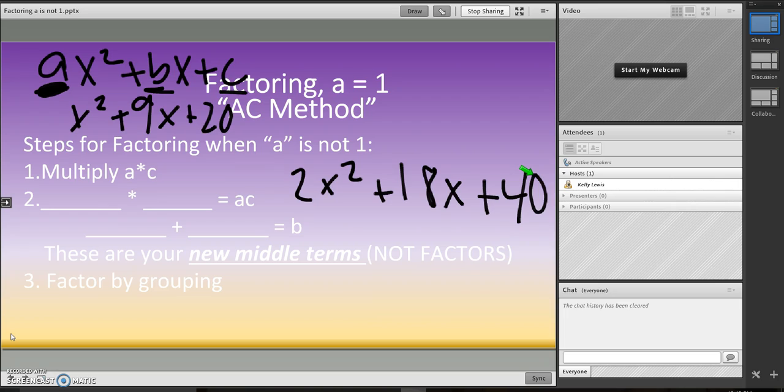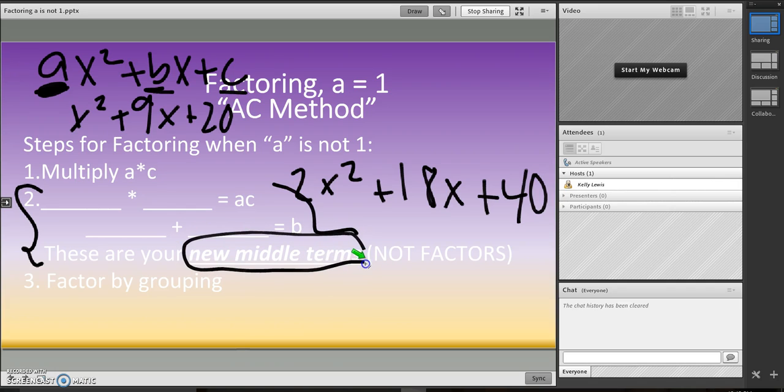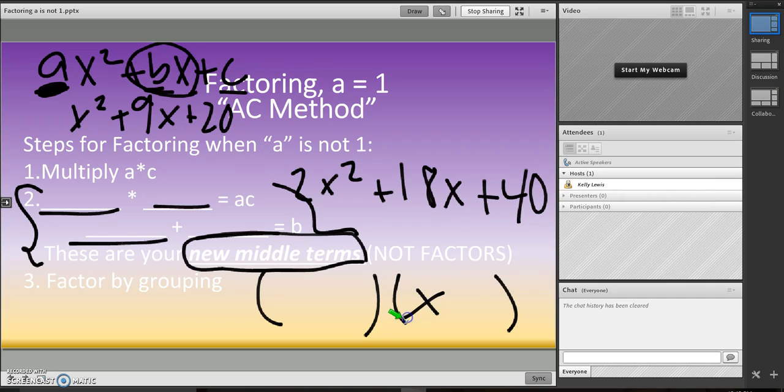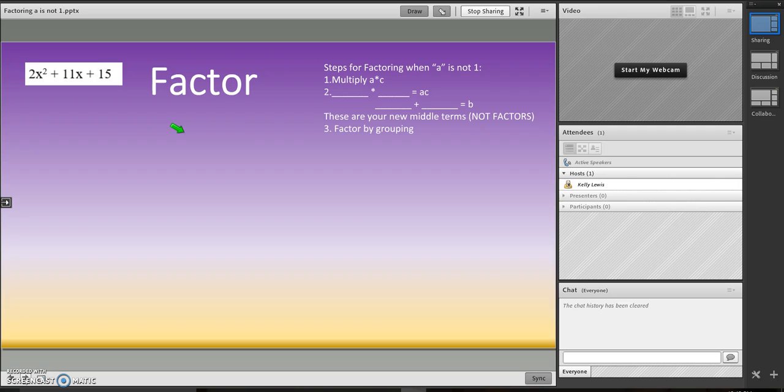And so if you're a step person, I'm a big step person. Here's some steps. I put them on every slide that we're going to do with this. And here's the biggest thing. When we get to this part, what we're really doing is we're splitting up our middle term, okay? And so when we get two numbers, they're not like our factors, x plus or minus something. They're new middle terms. We split up this guy. All right, so you have to be really careful about that. I'm going to show you what I mean. So let's just go ahead and do one.